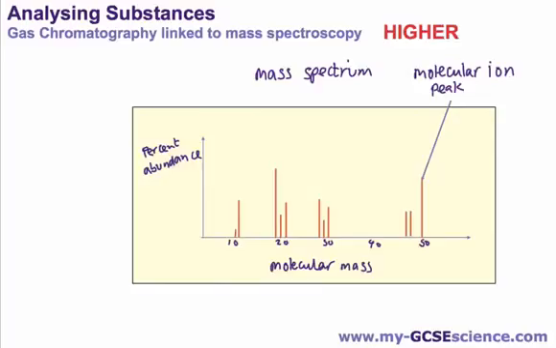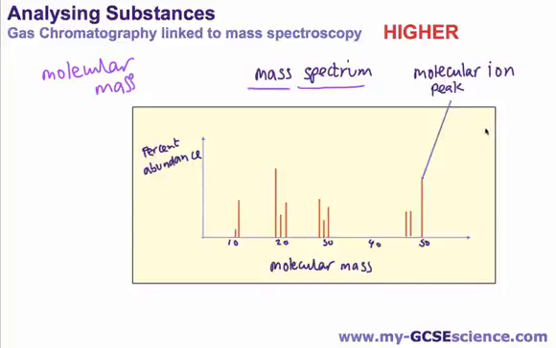Now the next thing I want to quickly cover is what the actual mass spectrometer does. This is on the higher tier, so if you're not doing the higher tier you may not need to know this. Basically we have a chart that's produced something like this, and this is called a mass spectrum, produced by our mass spectrometer. From this we can work out something called the molecular mass. We can work out the molecular mass of substances coming through the gas chromatography apparatus, and we do this by looking at something called the molecular ion peak.